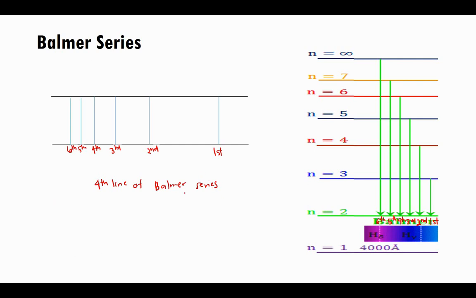So kat sini untuk Balmer series, n equals to 2. So 4 garisan atas n equals to 2 ialah n equals to 6. So untuk fourth line of Balmer series, electron fall from n equals to 6 to n equals to 2.